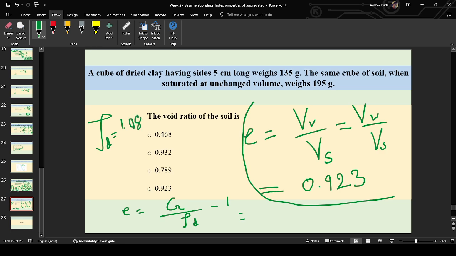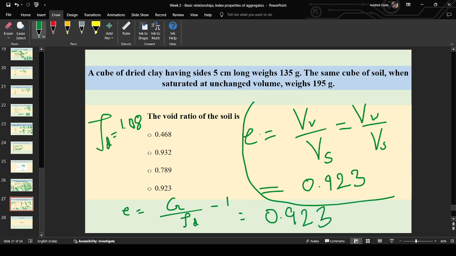1.08 total volume. So 2.077 divided by 1.08 minus 1. Please do it. 2.077 divided by 1.08 minus 1 is 0.923. Yes, 0.923. So up to 3 decimal places, I'm getting the same answer using two methods.